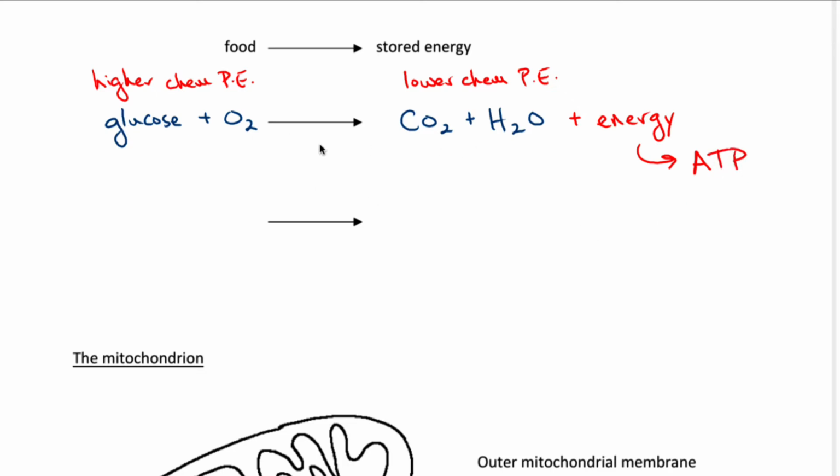Now, this reaction never happens all in one step in cellular respiration, but this is the overall summary of the process. If we wanted to write that in terms of chemical formulas, glucose is C6H12O6. We're going to need 6 oxygens on this side and 6 carbon dioxides and 6 waters on the other in order to make the chemical equation balance.